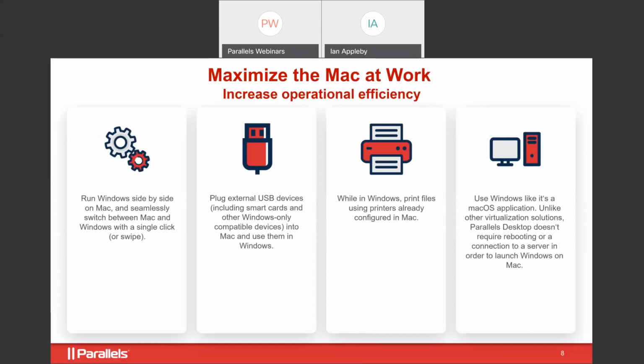We allow external USB devices to be plugged into a Mac and used in a Windows environment. And some of these are actually Windows-only compatible devices, but you can now plug them into your Mac and use what's on those devices in the Windows environment. Printing can be a nightmare if you've got different devices in the workplace, but we allow, through Parallels Desktop for Business, users to print Windows files onto printers which are configured to run in the Mac environment. And that's really important.